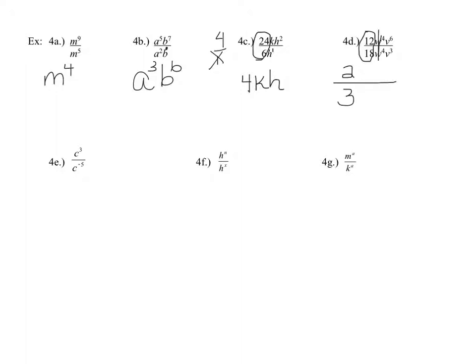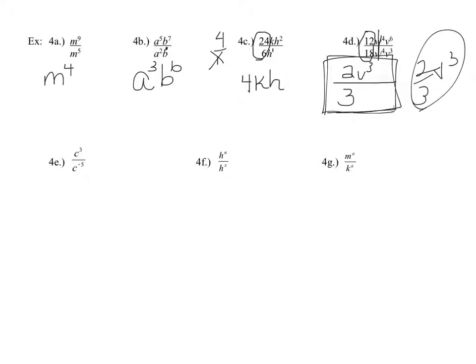And then, v to the 6th over v to the 3rd, well, subtract 6 minus 3, and you're left with 3 v's. So I have 2v to the 3rd on the top over 3. You can write this as 2/3 v to the 3rd. However, I like to keep things as one big fraction. Okay, this answer is still correct, but I like this answer better.